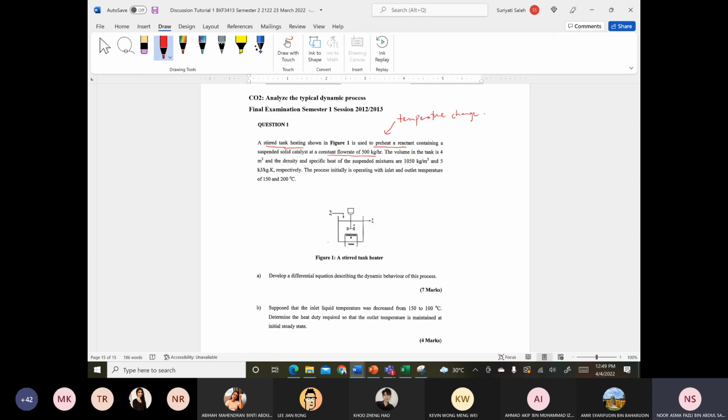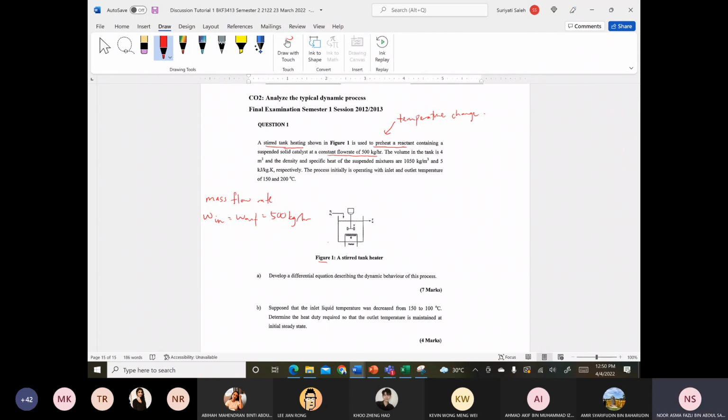Based on the statement, a constant flow rate of 500 kg per hour. So the flow rate is in the form of mass, so you have the mass flow rate. Based on the diagram in figure 1, you have one inlet and one outlet, meaning that you have a constant flow rate. So W in equal to W out, automatically equal to 500 kg per hour. Mass in equal to mass out.